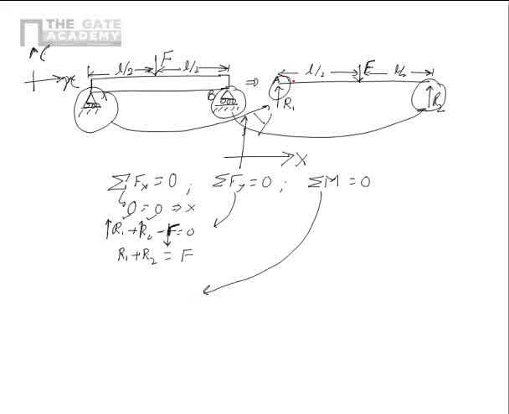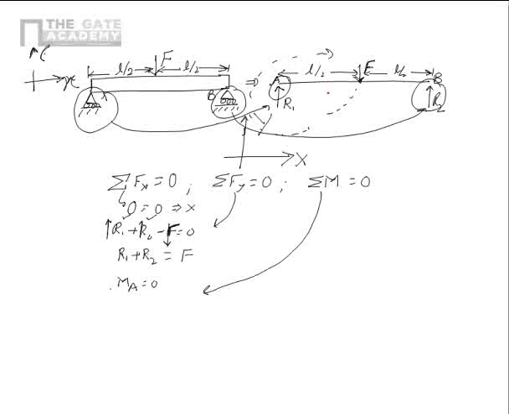So this is A and this is B. Now let's say that we find out the moment at A, sigma M at A is equal to 0. So what will that give? Now at A, R1 is passing through A, so there cannot be any moment because of R1. So that is out.